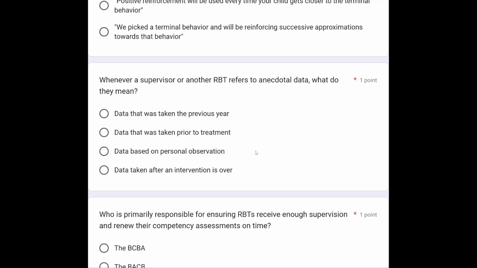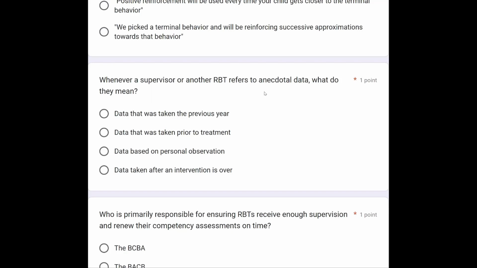Whenever a supervisor or another RBT refers to anecdotal data, what do they mean? What is anecdotal data? We hear that term a lot, right? Anecdotal data is not all that useful because it's what? It's really personal opinion, right? It's just what you kind of observed and thought. So whenever your supervisor or another RBT refers to anecdotal data, what are they talking about?